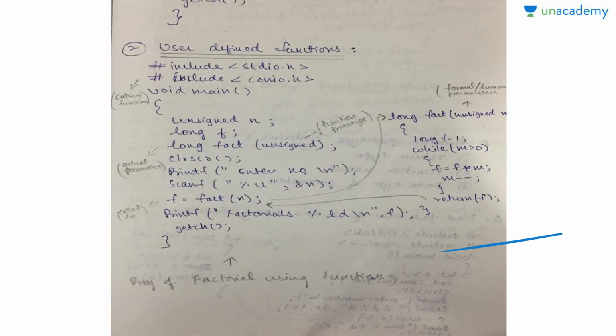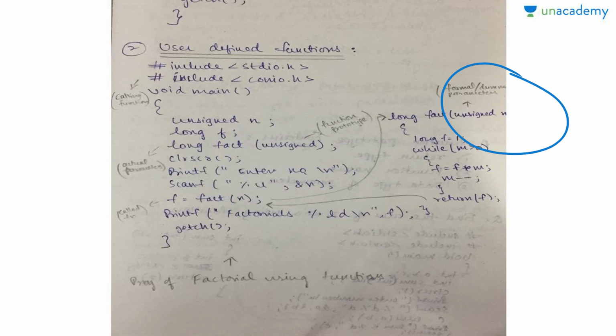And this is the function which we have written later. So when the main block is being executed, this particular long fact unsigned function call will reach here. Then according to whatever we have mentioned in the body of the function, it will be executed, and then it will return the value f, which is the long factorial value. So long is the return type, fact is the function name, and unsigned is the parameter which we are passing. So this is how the user defined functions are used.